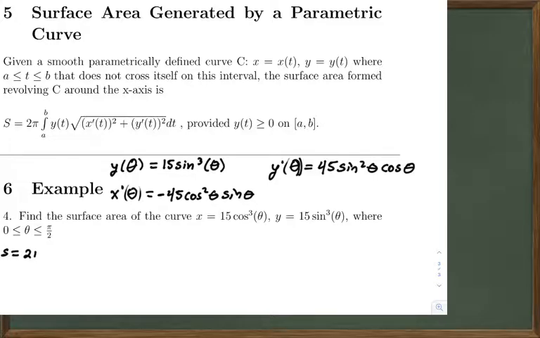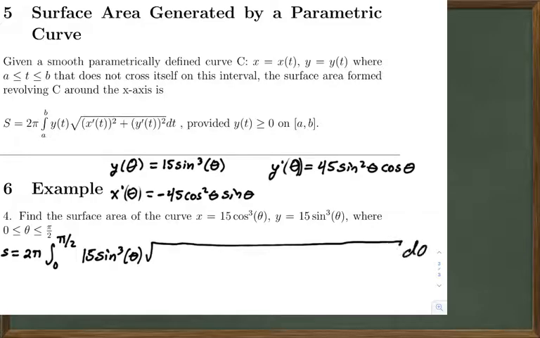So our surface of revolution is going to be equal to 2 pi, integral from 0 to pi over 2, 15 sine cubed theta, and then we have the square root of 45 minus 45 cosine squared sine theta, and that's all squared, plus 45 sine squared cosine, and that's squared, and then d theta at the very end.